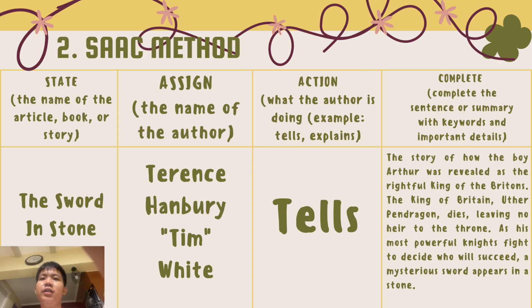So makikita nyo guys, yung The Sword in the Stone, ito yung nakasulat sa state. Yung by Terence Hanbury White, ito naman yung nakasulat sa assign. Yung tells, ito naman yung nakasulat sa action. Then yung the story of how the boy was revealed as the rightful king of Britain. Ito na yung nasa complete. Dinagdagan lang natin ng from the time the magician Merlin becomes his tutor until the day he pulled the sword from the stone. So, ganun lang kadali ang paggamit ng SAC method guys. Kaya, tara na!